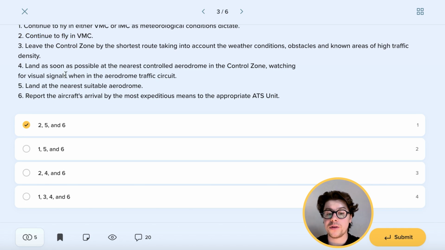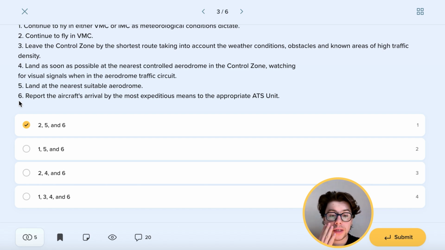Number 6 is report the aircraft's arrival by the most expeditious means to the appropriate ATSU. The reason is that usually the procedure goes that once you land, the ATC will close your flight plan, meaning that they know that you have landed and your flight has ended. If that doesn't happen within 30 minutes, they might send search and rescue or contact you before, in most cases using the phone. However, this is your responsibility as a pilot to do. So the law actually states: continue to fly in VMC, land at the nearest suitable aerodrome, and contact the appropriate ATSU.